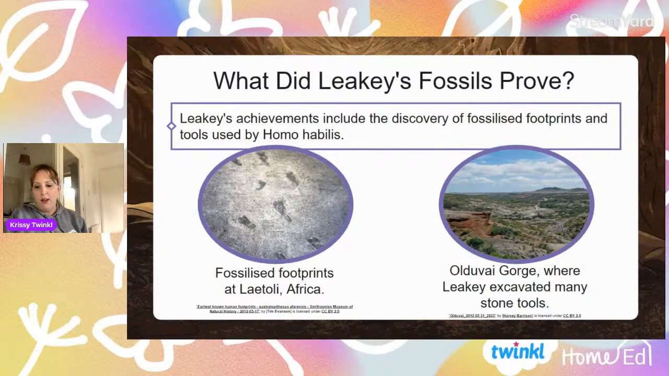Now, here's a picture on the left of those fossilized footprints. And on the right, this is the gorge where Leakey excavated many tools that had been used by hominins. Leakey's achievement in the footprints and in the finding of the tools helped to prove the theory of human evolution. It added bits to the puzzle. Like I said with the other scientists, it wasn't only Leakey. You can't say that it's just her views and her evidence. There were lots and lots of scientists that have worked on these theories. But these fossilized footprints and these excavated tools used by Homo habilis are really significant.